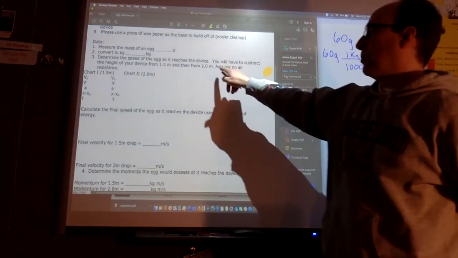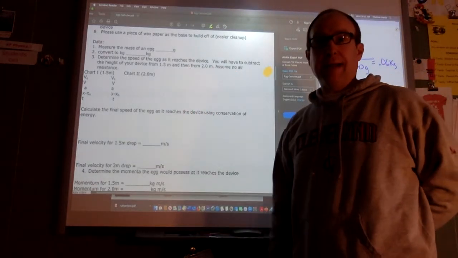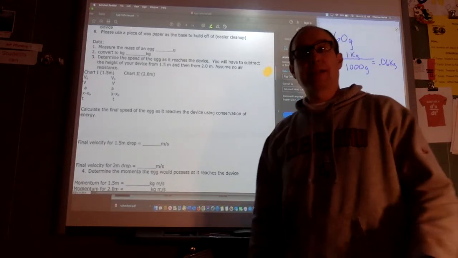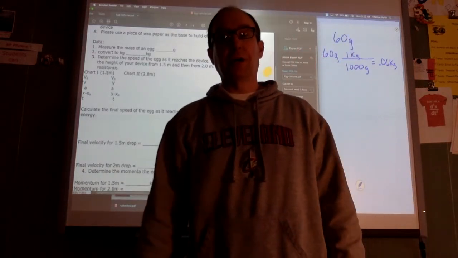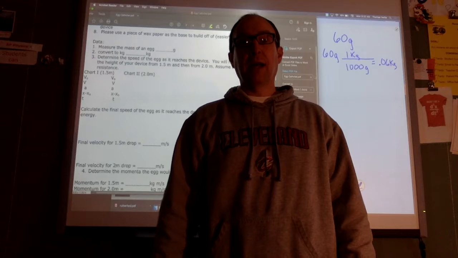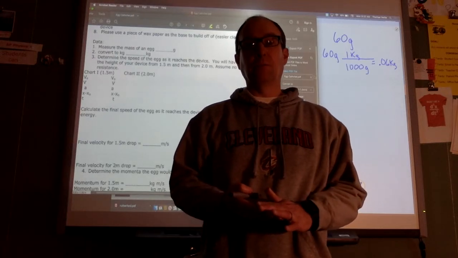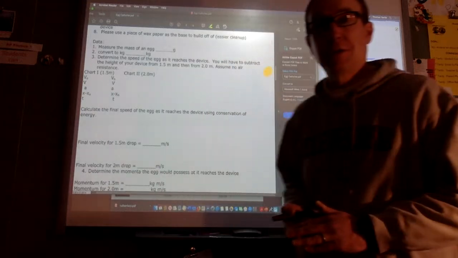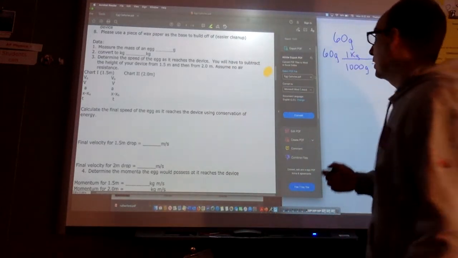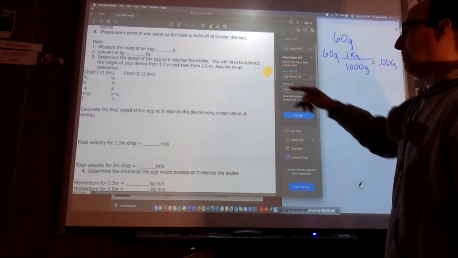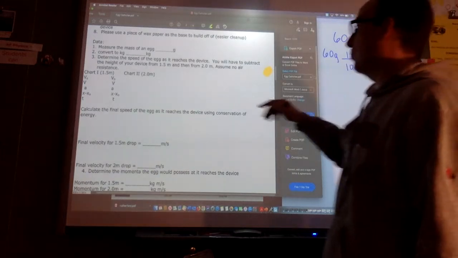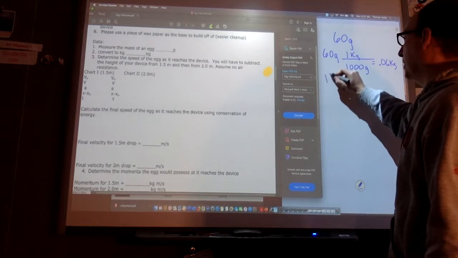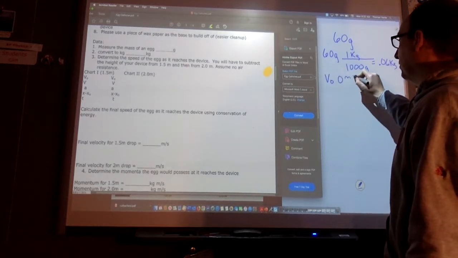All right, and then I'm going to figure out how fast it's going when it gets to my device. And I'm going to say that my device was 30 centimeters. It's possible that yours was a little bit less than that, but it shouldn't have been more because the limit was 12 inches.